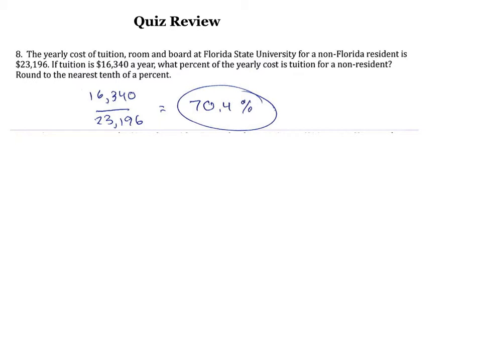So for this one, we're just going to compare. We have our tuition cost, $16,340, divided by $23,196, which is our total, and then we'll multiply. That's going to give us a decimal number, 0.704. We multiply by 100 to get our percentage.